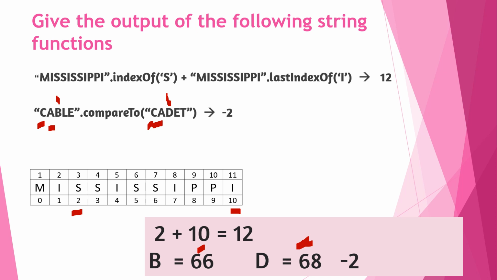Now if the second character has a higher value, the difference will come in negative, and if the first character has the higher value, the difference will come in positive. In our case, B and D, D has 68, the higher value, so the difference will come in negative. That means the answer is -2.